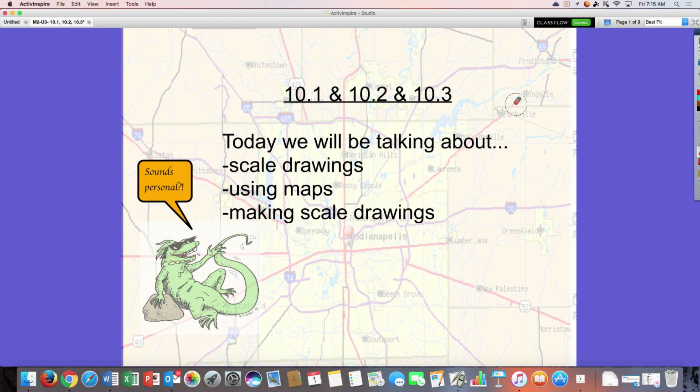Today's lesson is 10.1, 10.2, and 10.3. Today we'll be talking about scale drawings, using maps and making scale drawings.